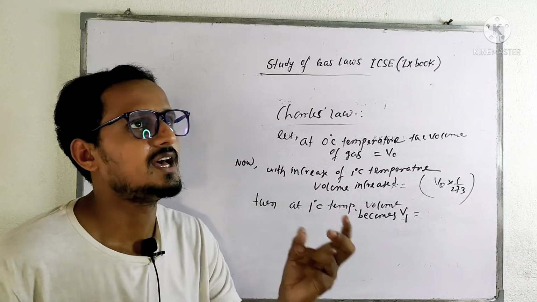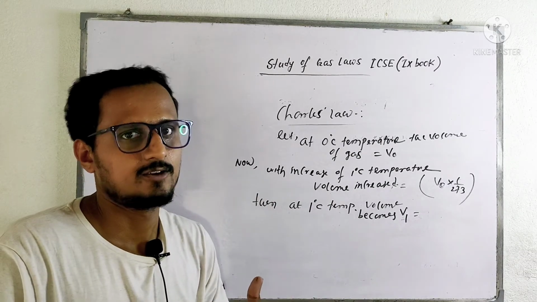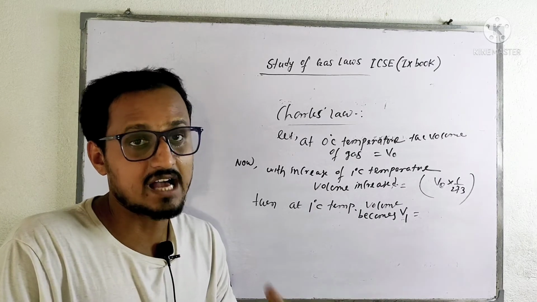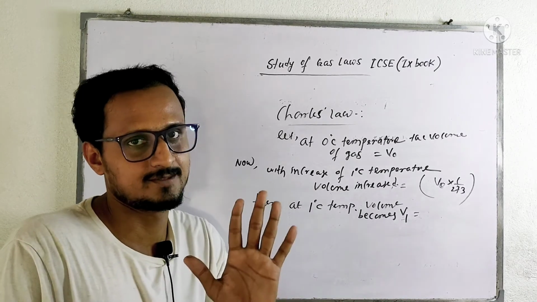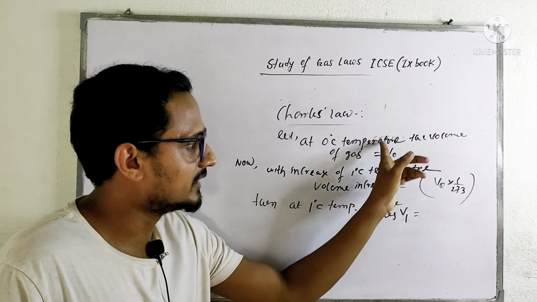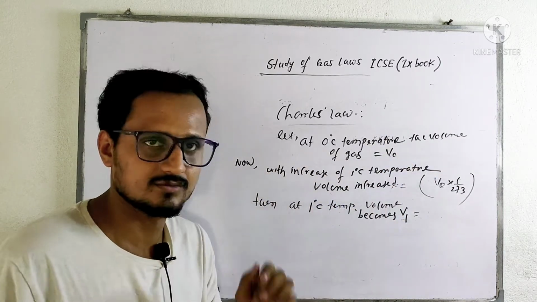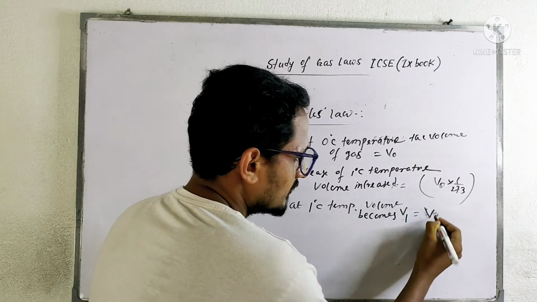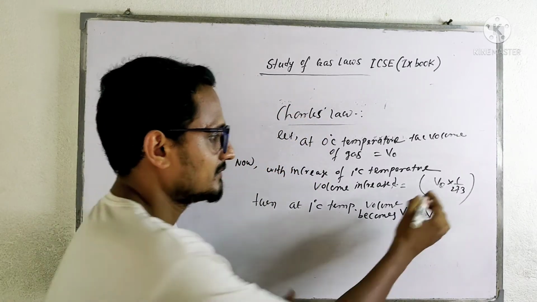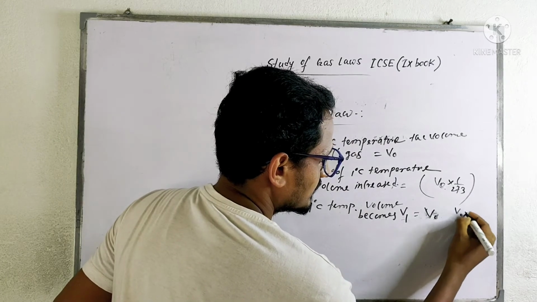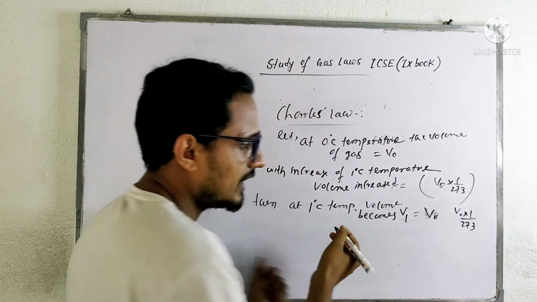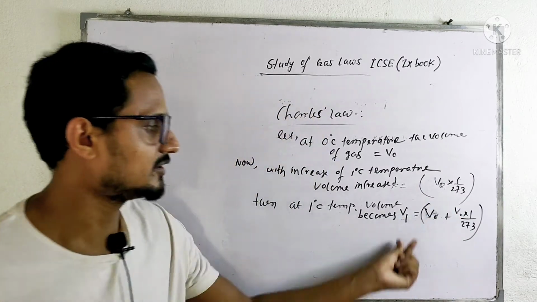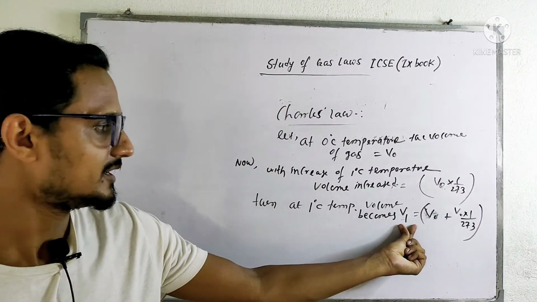So what becomes? Say I have 2 rupees. Someone has given me another 3 rupees. Now I have 5 rupees. That means the volume of the gas was V0. Now volume increased by this part. Now the volume becomes this one. This is called V1.